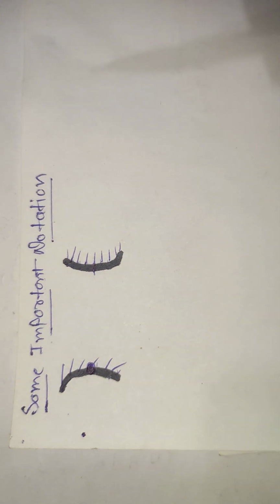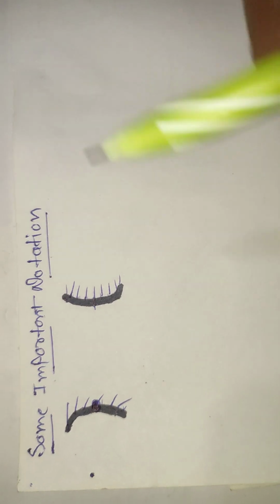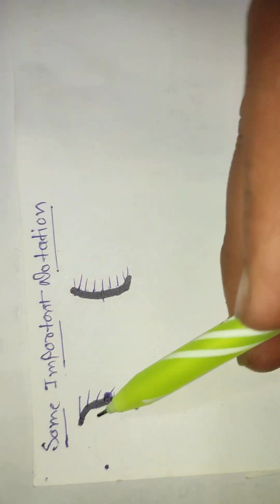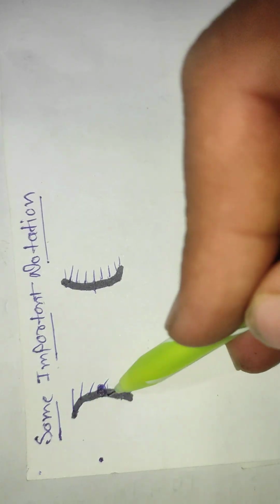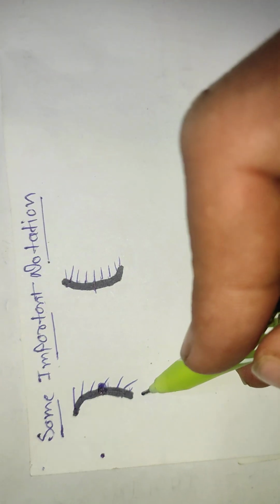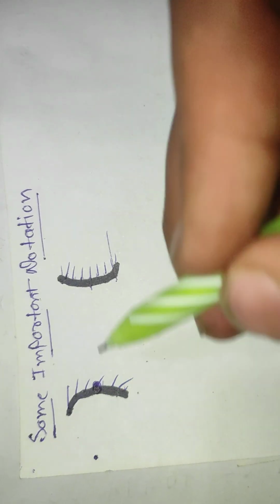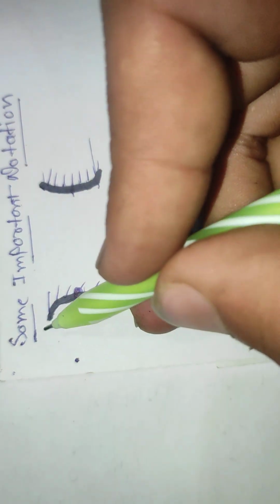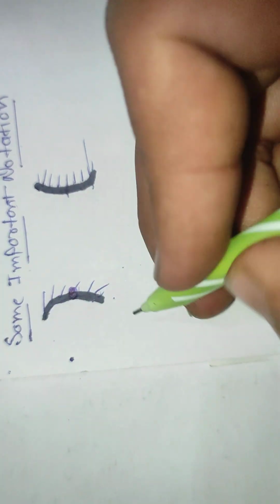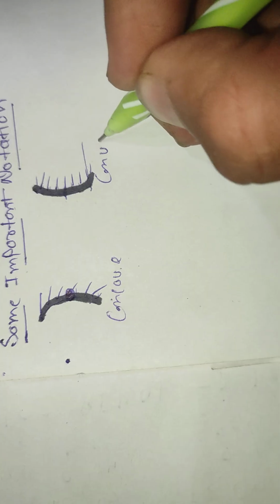Let's talk some simple notation on the spherical mirrors, that is the concave and convex. This is our concave, and this is the convex mirror. The black part is the reflective part of the mirror.